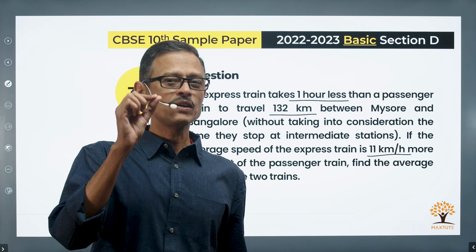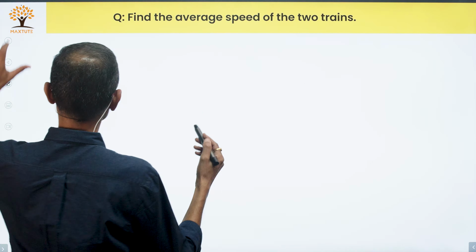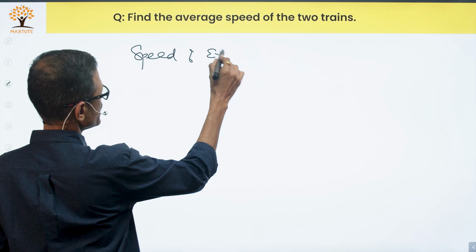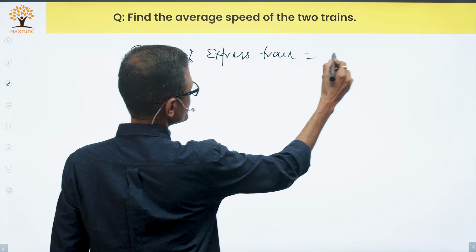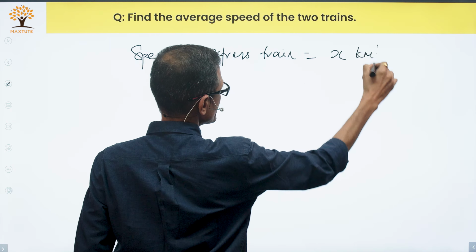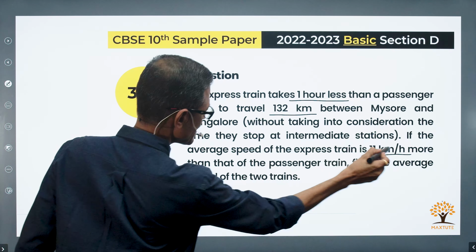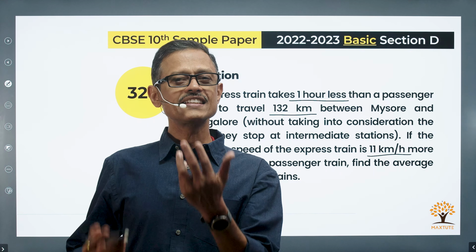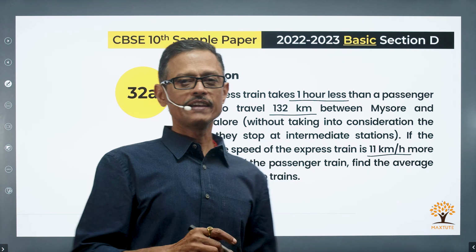I'm going to start by assigning only one variable. The variable I'm going to assign is the speed of the express train. Speed of express train, let's take this to be equal to x kilometers per hour. The speed of the express train is 11 kilometers per hour more than that of the passenger train, which means the passenger train is 11 kilometers per hour slower than the speed of the express train.